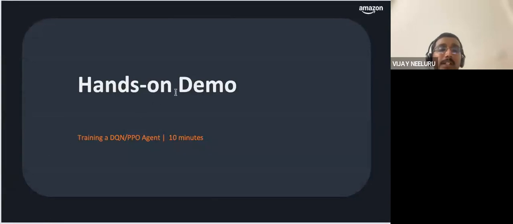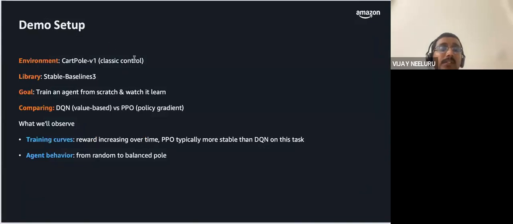So you can see the hands-on demo. This is the demo setup. The environment is CartPole, and the library we use is Stable-Baselines3. The goal is to train an agent from scratch and watch it learn. Here we apply two algorithms: Deep Q-Networks, which is value-based, and PPO, which is policy-gradient based. Here we can see the training curves, how the reward increases over time for PPO and Deep Q-Networks, and the agent goes from random to balancing the pole.